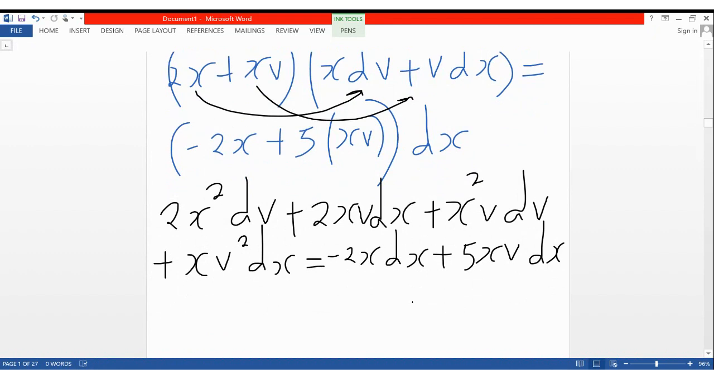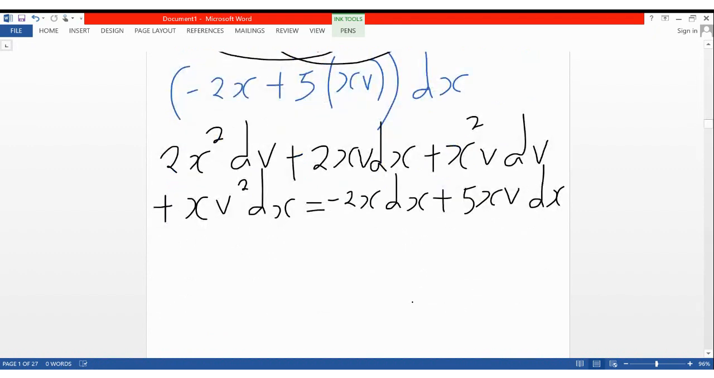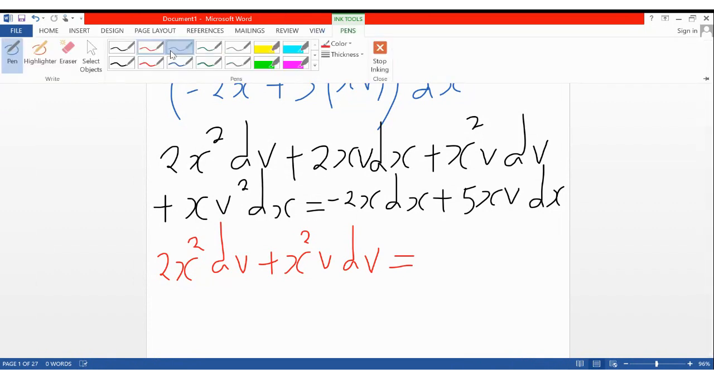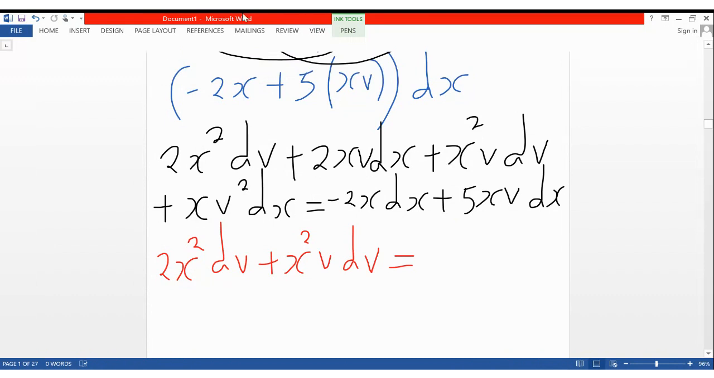We try to bring like terms together. I've just taken an example. I don't know if it will be able to work out. So we bring the dv and the dx on one side. So I'll have 2x squared dv. Another function of dv is this one, x squared v dv. I'm done. That is the functions of dv. The functions of dx, I'll start with what I have here, that is negative 2x dx plus 5xv dx.